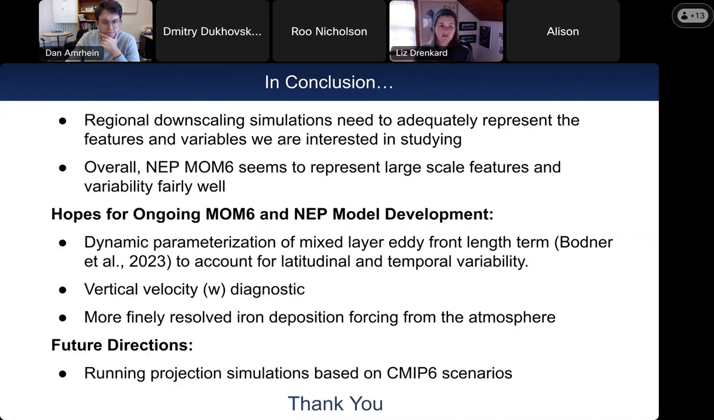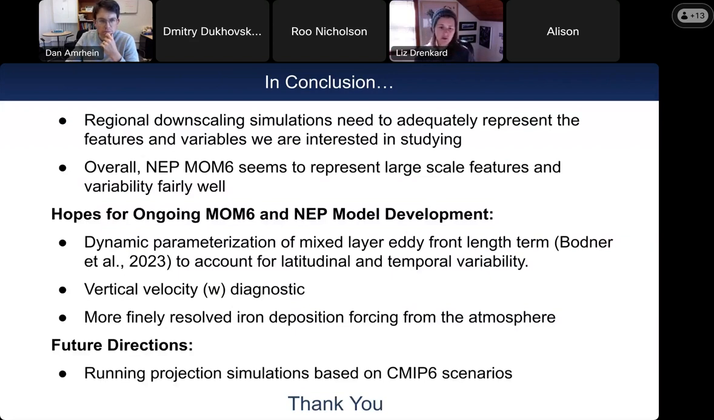So that's it. Just a broad overview of what we want for regional downscaling simulations. Just make sure we're adequately representing the features and variables, the things we need to study. It's one of those make-sure-the-tool-is-fit-to-task situations. And then overall, we're pretty pleased with how NEP MOM6 is going as this first iteration of the hindcast.